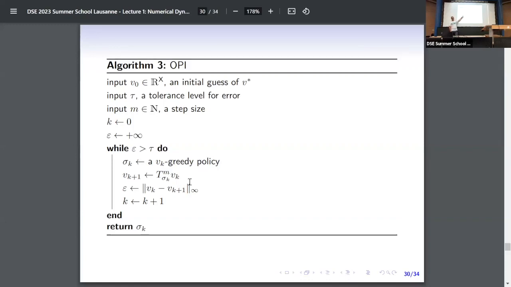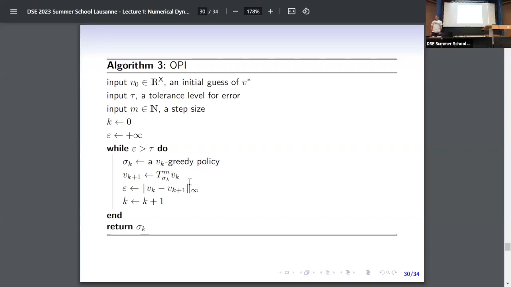Now, if I set m equal to 1, I'm actually just doing value function iteration. If I set m equal to 1 and I take a greedy policy and put it in here, I'm just applying the Bellman operator, nothing else. But now we have a parameter m that we can adjust to go between these two extremes, potentially doing better.